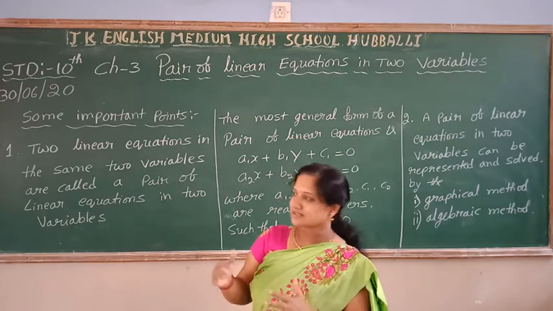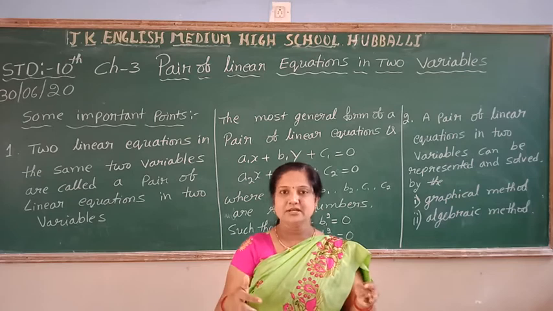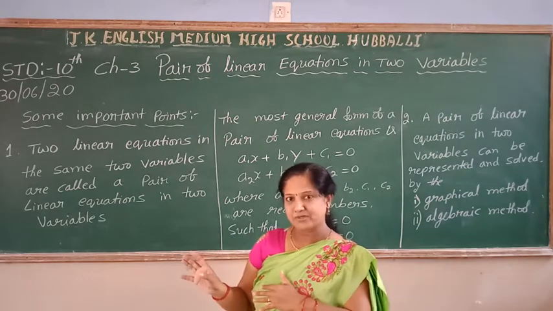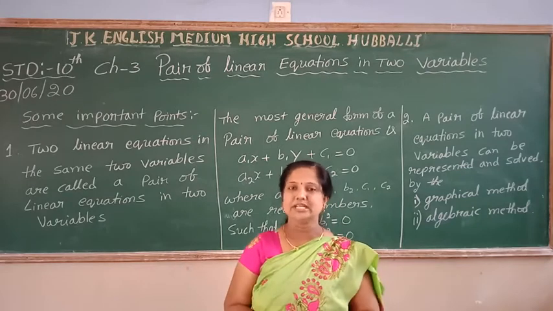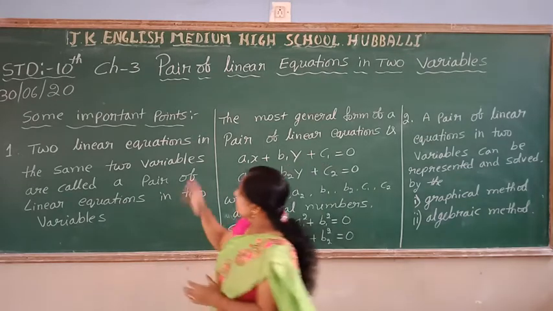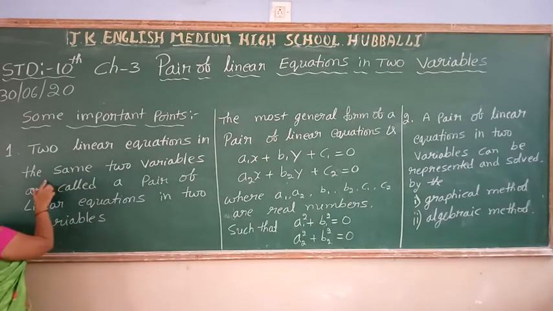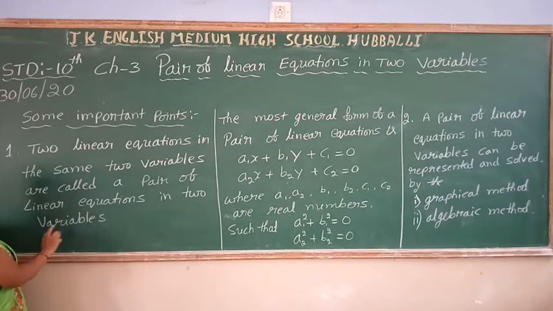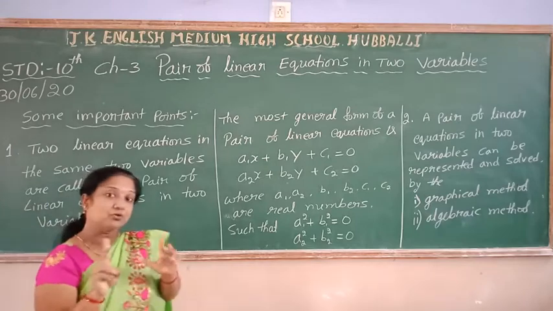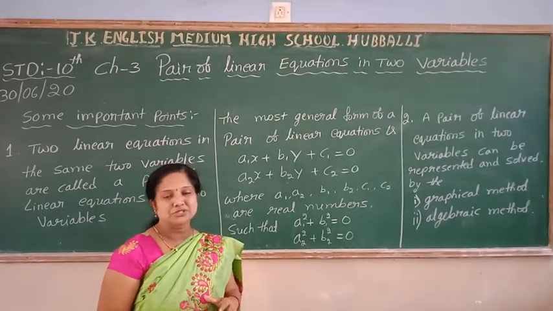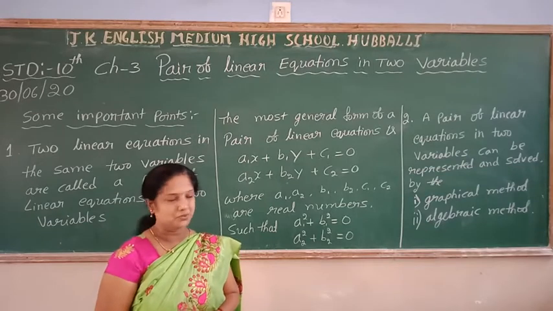So let us see some important points we are going to study in this chapter. I have written some important points, I am going to explain. You also write it in your notebook. Some important points. See now, two linear equations in the same two variables are called a pair of linear equations in two variables. Two linear equations, they have the same two variables also. Together we take it and we call those a pair of linear equations in two variables.